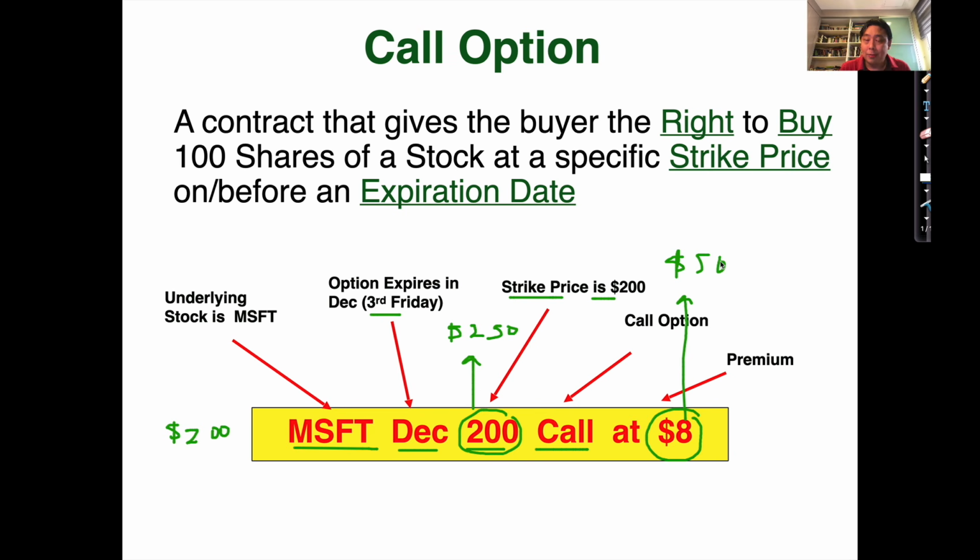So what could you do? You could sell the option at $50. So you bought the option at $8 and now you sell it at $50. How much money do you make? You make a $42 profit.